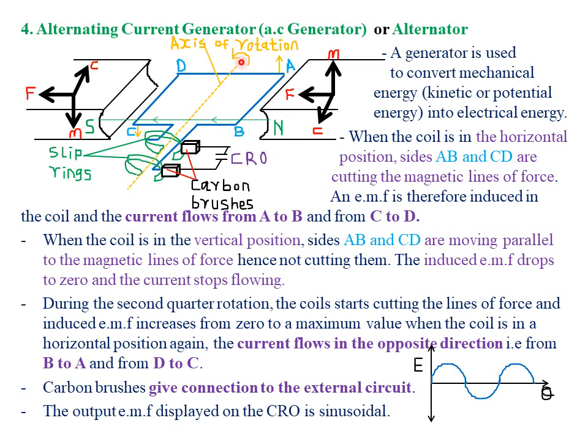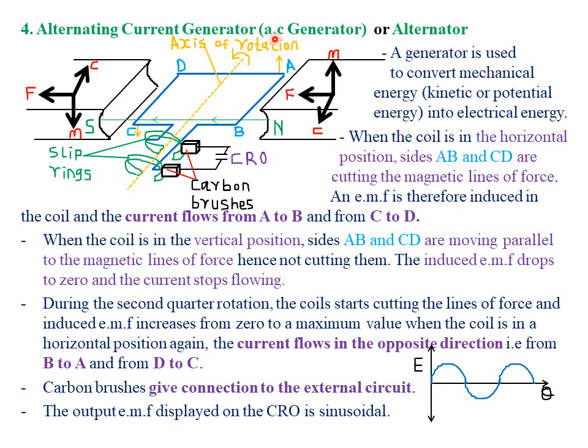So that means when the side AB is moved upward, the thumb will be upward in the direction of motion, the first finger will be in the direction of the magnetic field, and the second finger points in the direction AB, showing that the induced current will be moving from A towards B. Similarly, as the side AB moves upward, because we are rotating this coil in the anti-clockwise direction, the side DC will be moving downward.